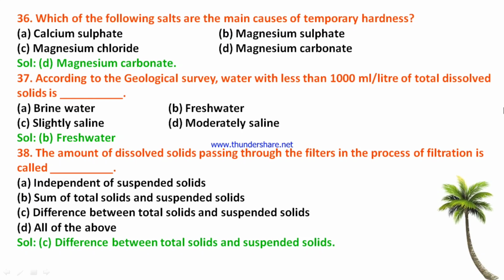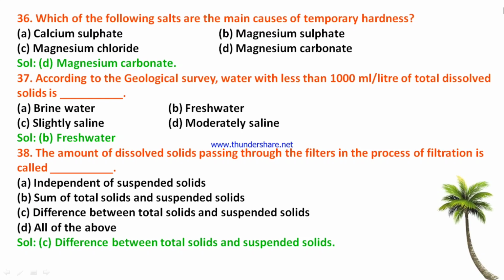Number 37. According to the Geological Survey, water with less than 1000 mg per liter of total dissolved solids is dash: brine water, fresh water, slightly saline or moderately saline. And the correct answer is fresh water.